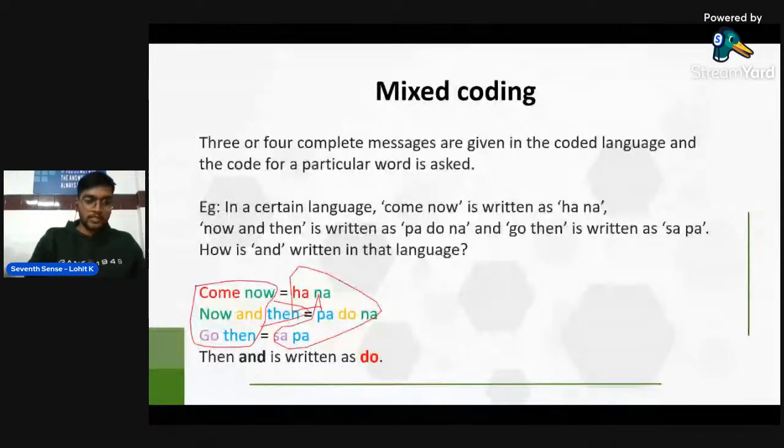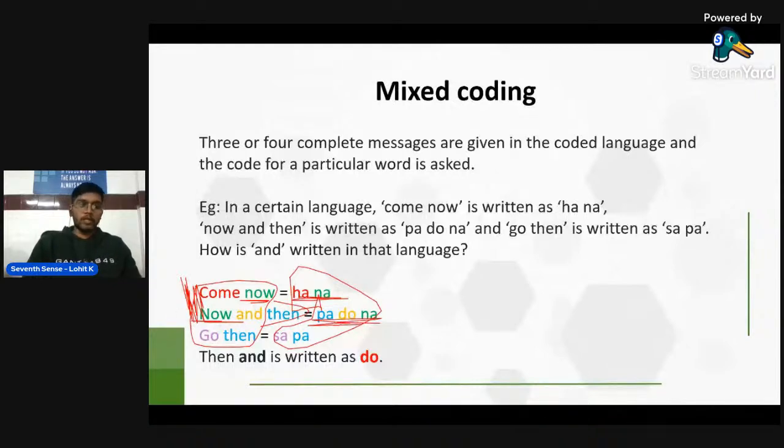Now as you can see, don't go by the sequence here. Come will be represented as ha and now will be represented as na, but don't go on that. You have to calculate the answer based on comparison. Compare the first and second sentences and find the common word, which is "now" here. Do the same thing for the coded message. Which common code do you get in the first line and the second line? That is na. So na will be represented as "now".